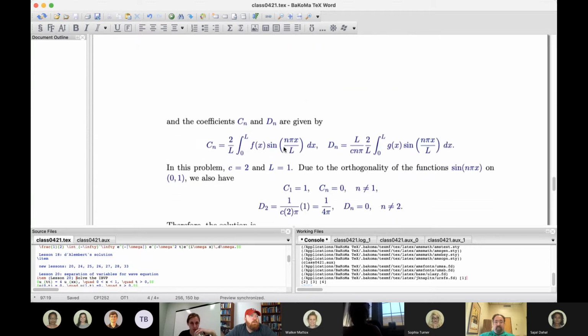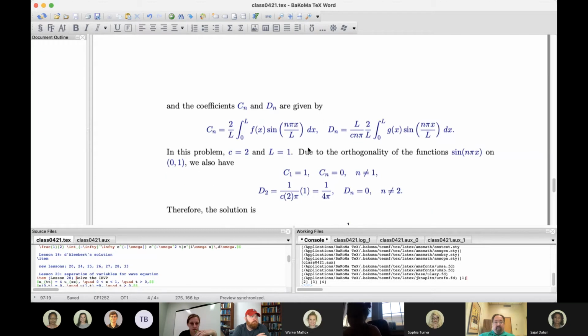Here are the formulas for Cn and Dn. Notice with Dn, because that corresponds to the initial condition on du dt, we have this extra factor of L over c n pi that we don't have here. Your initial condition on u goes here. Initial condition on du dt goes here. And then you see what your C's and D's are.